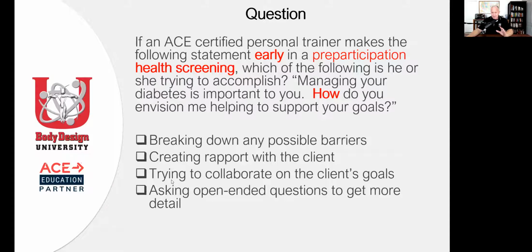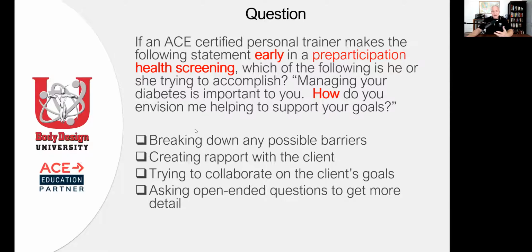Okay, so here's the deal. Here's where people get confused. Number one, breaking down any possible barriers is part of the ABC approach. So you're looking and going, well, I know I saw that. By the way, the second is creating rapport. Well, aren't we supposed to create rapport? And the answer is absolutely yes. So you go, wait a minute, I've seen that one too. And then the third one, trying to collaborate on the client's goals. Well, isn't that part of the ABC approach? And the answer is yes. Now you go, wait a minute, asking, oh my goodness, all four of these are part of what I read and studied with the ABC approach.